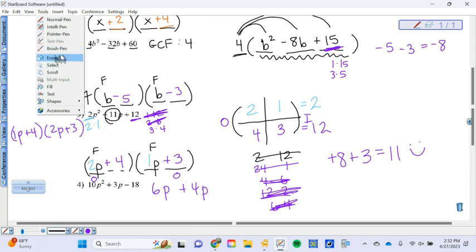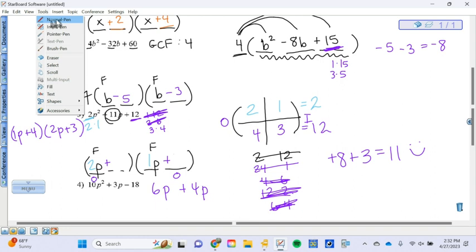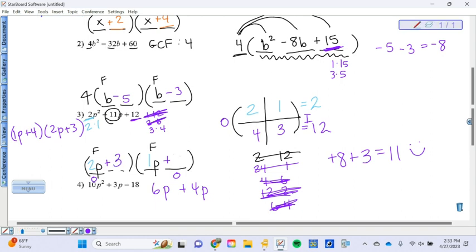The other thing you can always do is multiply this back out. You can FOIL it back out and make sure that it's right. There. Let's do another one.